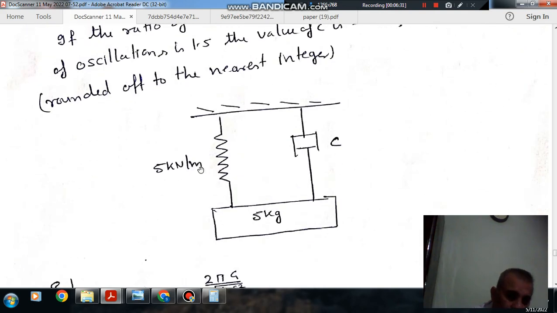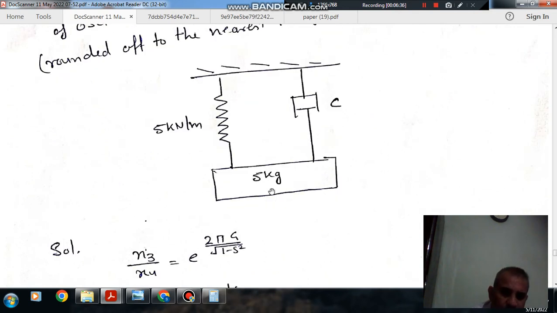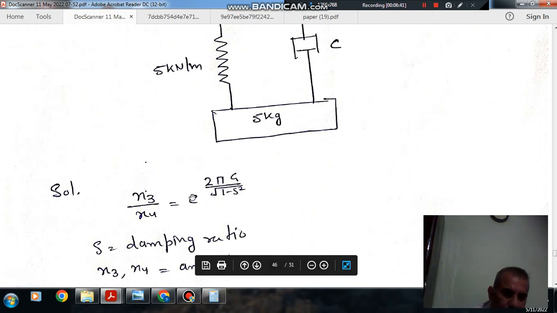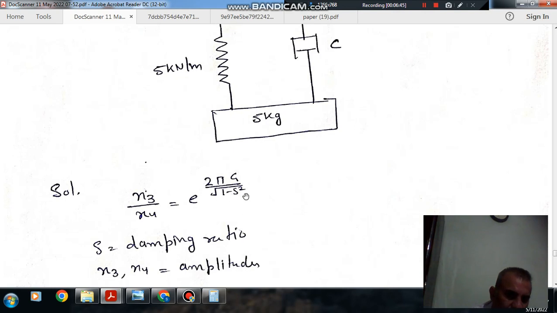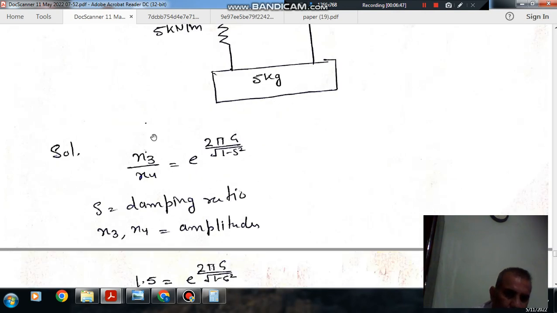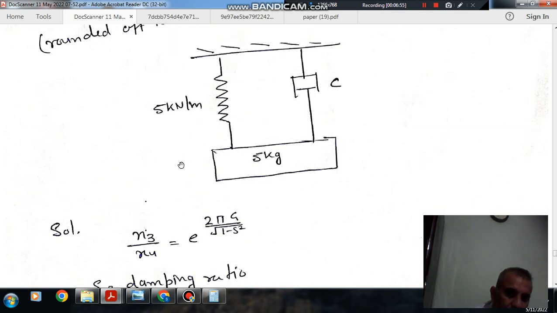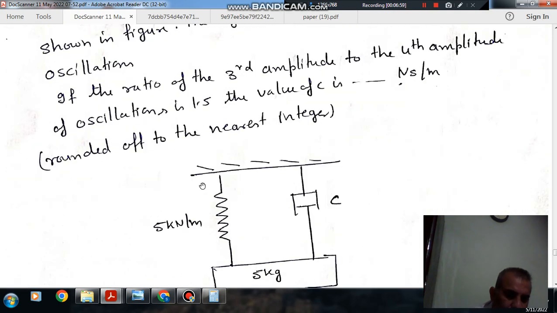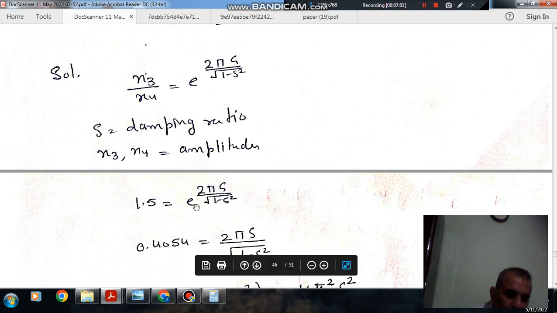So this is a spring of stiffness 5 kilonewton per meter. This is the damper, and this is the mass of 5 kg. So x3 by x4 is e to the power 2 pi xi divided by root of 1 minus xi square. Okay, so that is the amplitude ratio, where xi is the damping ratio. So x3 by x4 is given as 1.5.